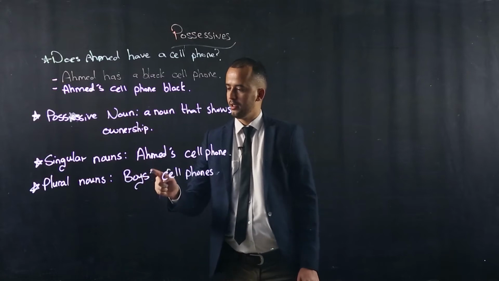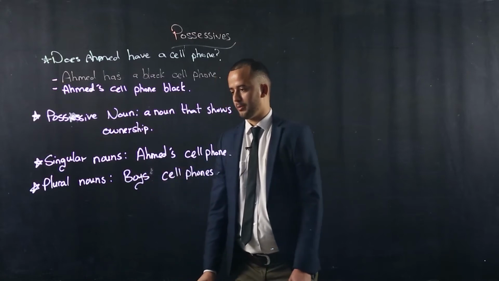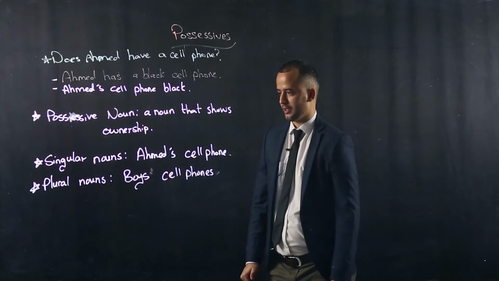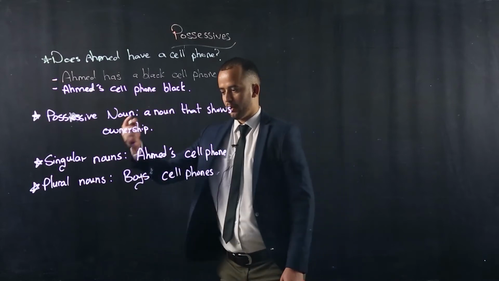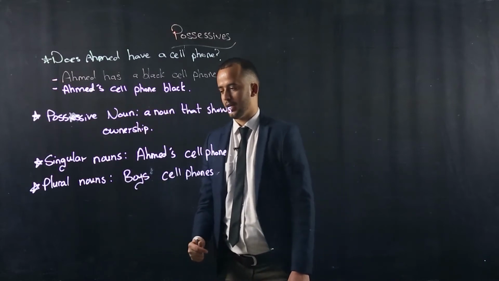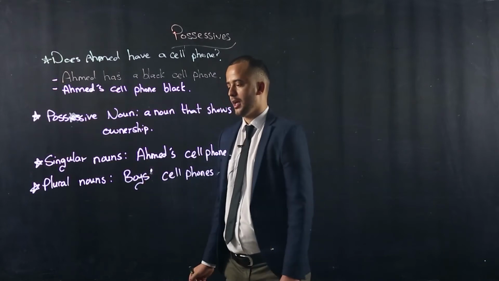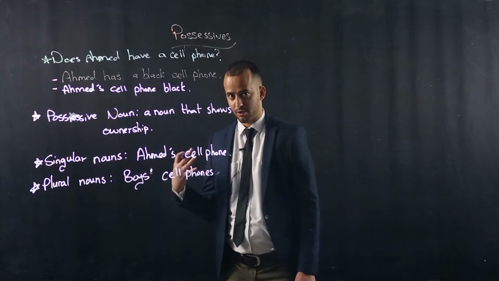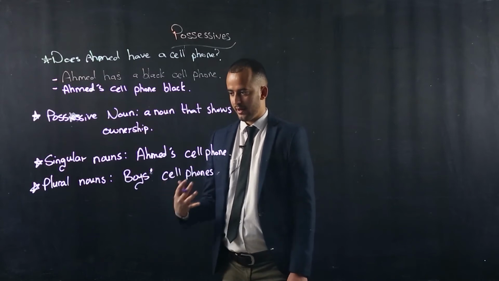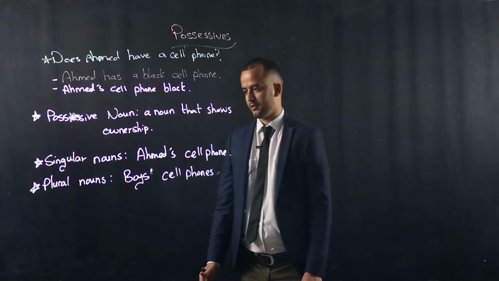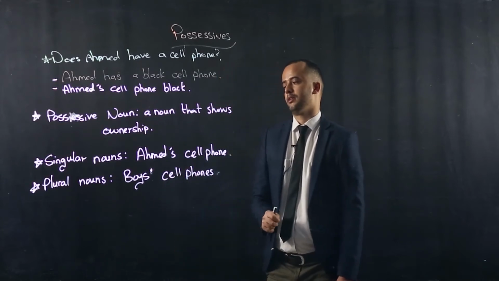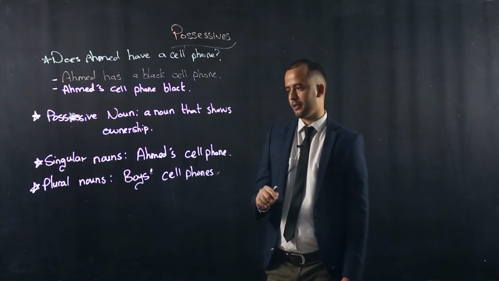So here, boys, we are talking about the boys. We have boys, it's a plural noun. Okay? Now, when I change it to a plural possessive noun, I will add just an apostrophe at the end of boys because it has already an s. Boys here has already an s, so I will not add another s. I will just add an apostrophe after this.